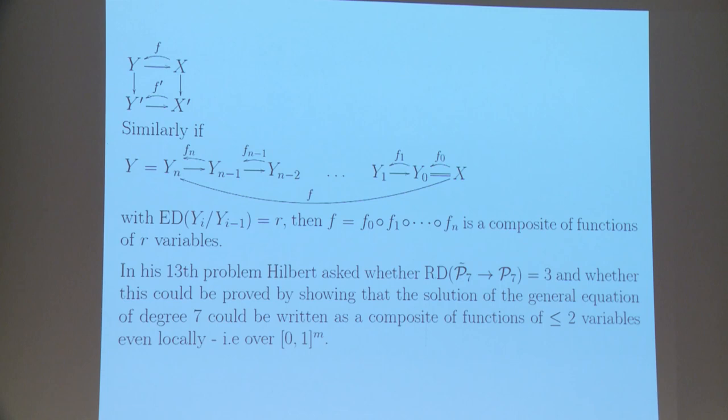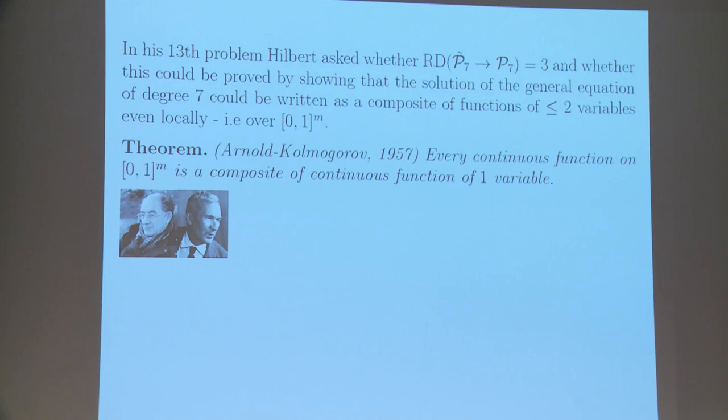So this is what Arnold and Kolmogorov proved could be done. They proved that if you have any continuous function on a cube, it's a composite of continuous functions of one variable. In fact, this is a more precise statement.